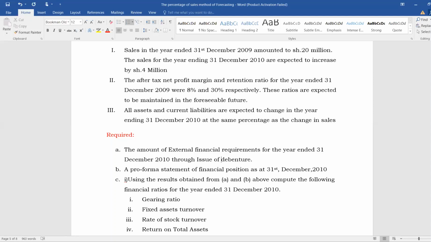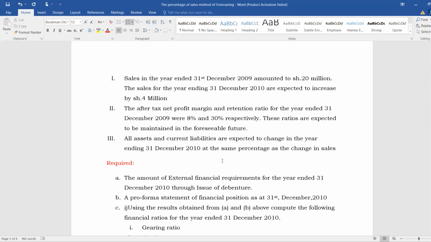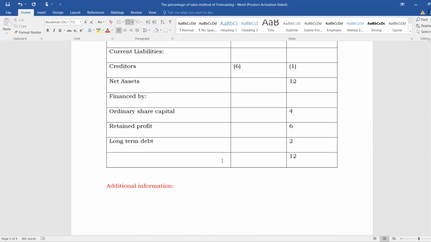Should I have given a corporate through the issue of a debenture? The existing debenture for the corporate, how much is it? Long, none.